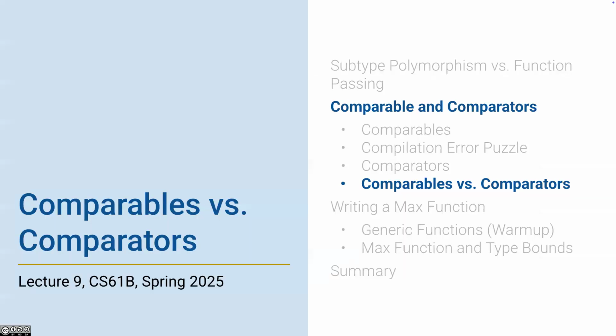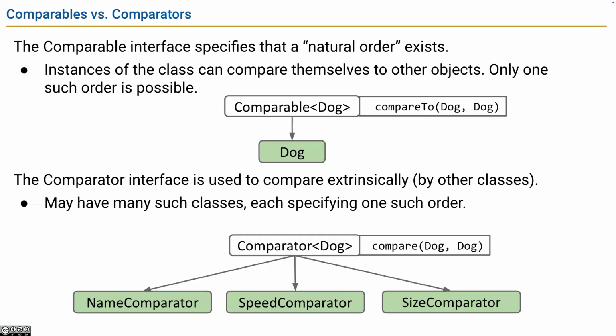Okay. All right. So I want to talk about comparables versus comparators. This is the most important thing to understand for Project 1B, the midterm, and I think writing Java. The comparable interface specifies the natural order of things. It says that there's a natural order, and it means that dogs can now compare themselves to other dogs. And only one such order is possible. By contrast, comparators are used so you can define other orders, and those are done by other objects. For example, name comparators, size comparators, speed comparators, or others. So any questions about this?